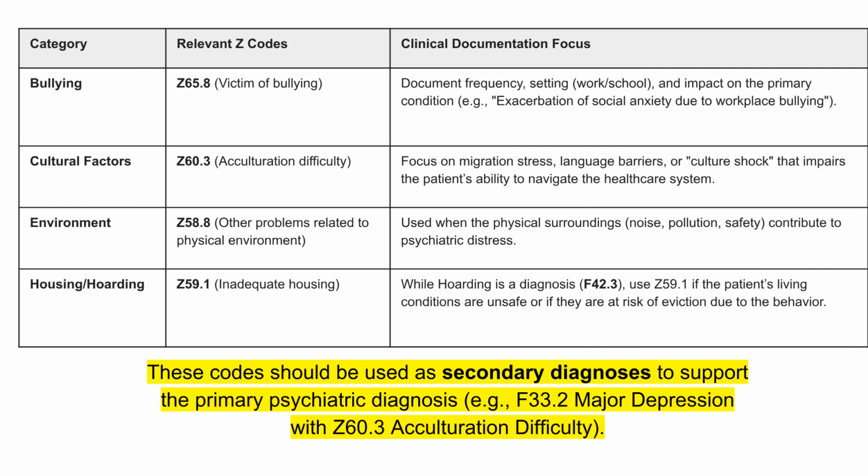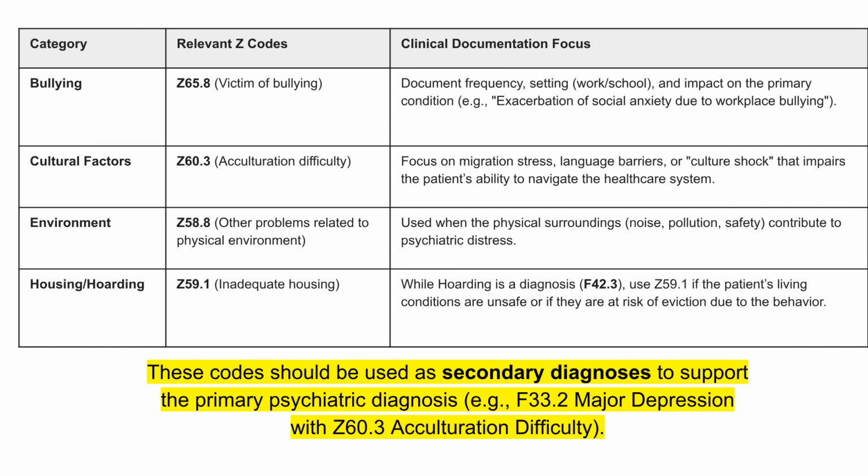Achieving economic stability requires addressing key areas: poverty, employment, food security, and housing. As you can see, we are adding the Z codes in a particular category as they pertain to certain situations. The clinical documentation focus for bullying would be work setting and documentation, Z65.8 for victim of bullying.